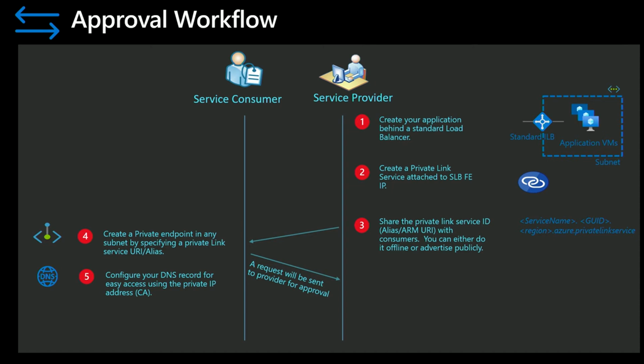Optionally, on the consumption side, as Ryan mentioned with the PaaS, you can configure your DNS settings so that you are using the same applications with the same connection strings the way you were using, but pointing it to the private IP of the private endpoint. And on the service provider side, you will get all the requests from all the consumers, so you have the ability to either approve or deny it. Once you approve it, the connection is established and the private link is established.